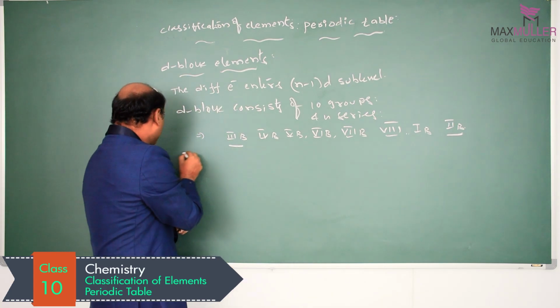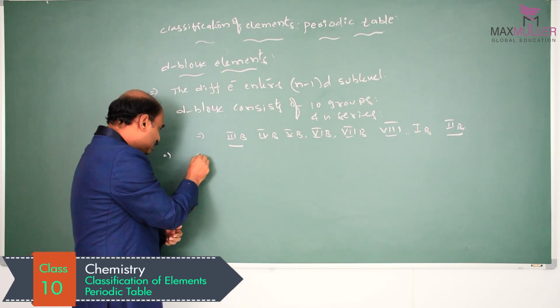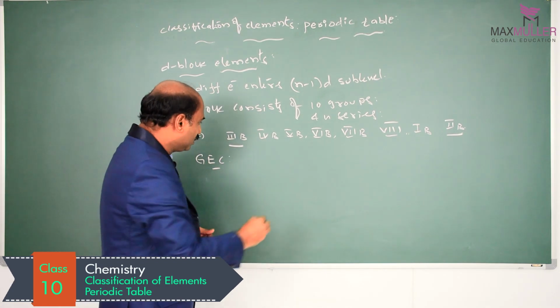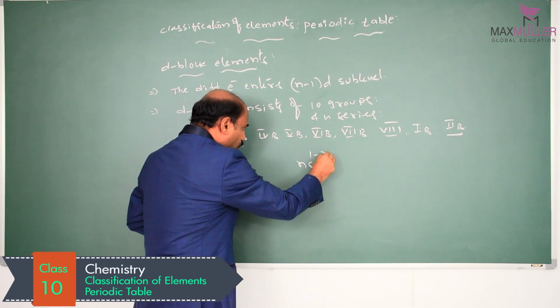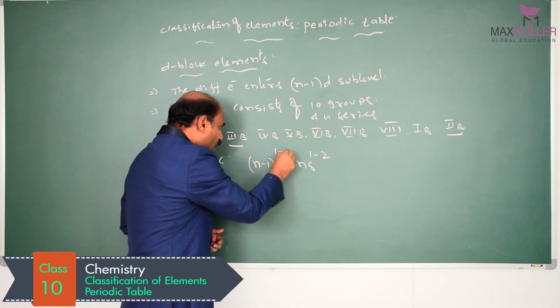Right. Now, what is the general electronic configuration of d block elements? The general electronic configuration is ns1 or 2, (n-1)d 1 to 10.